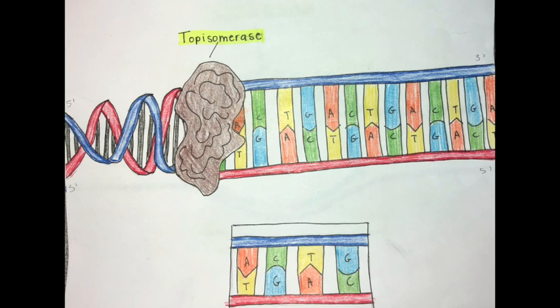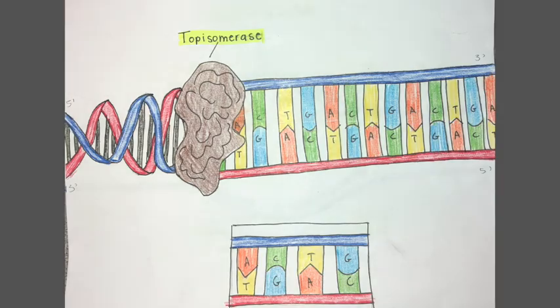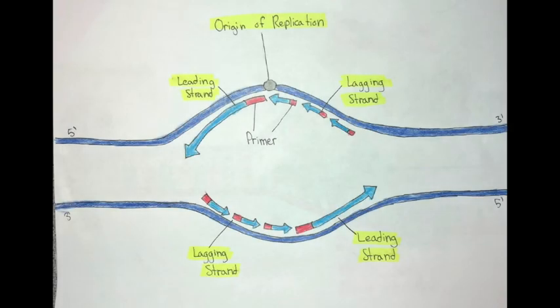DNA is a molecule made up of 2 strands twisted around each other in a double helix shape. Each strand has a 5' end and a 3' end. The 2 strands run in opposite directions. This determines how each strand of DNA is replicated.